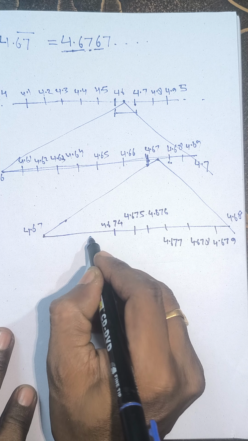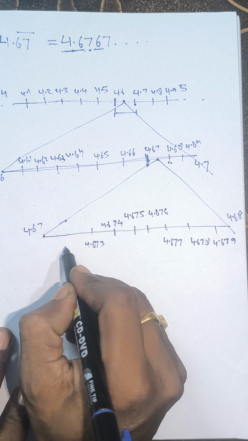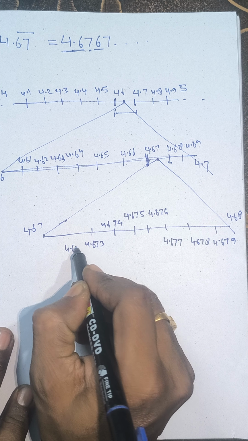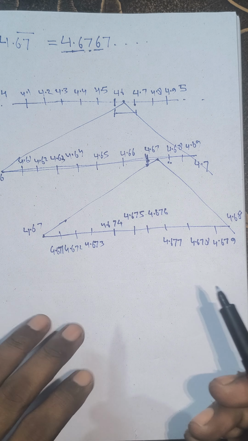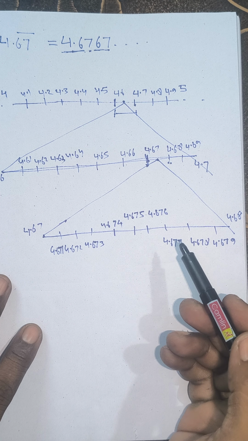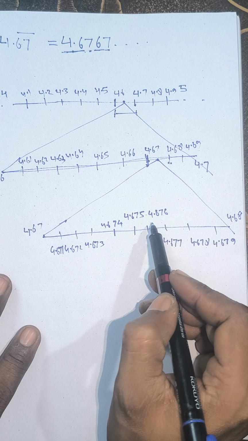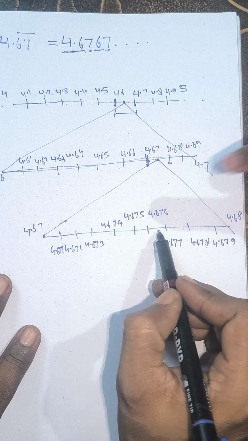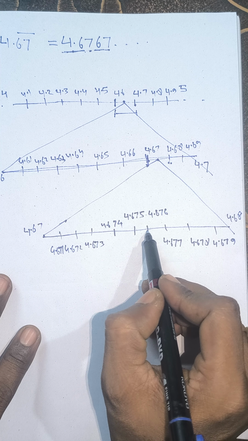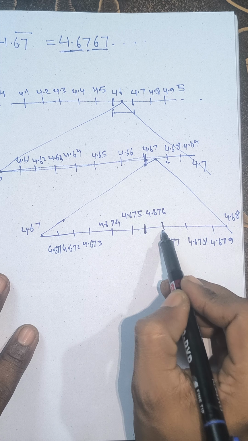Similarly this side we will have 4.674, then 4.673, 4.672 and 4.671. Now we need to find till the fourth digit. We are at the third digit. So where is the number? We have 4.676. This one is 4.676 and this is 4.677.